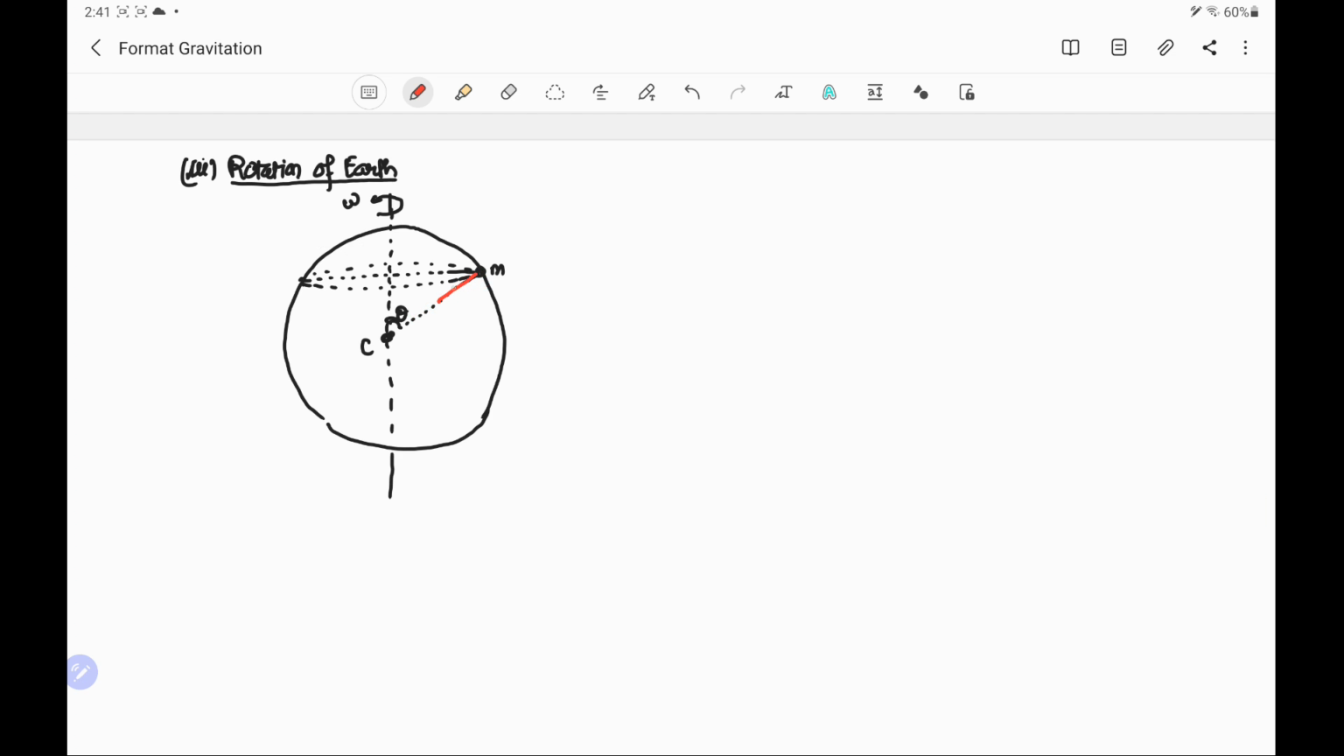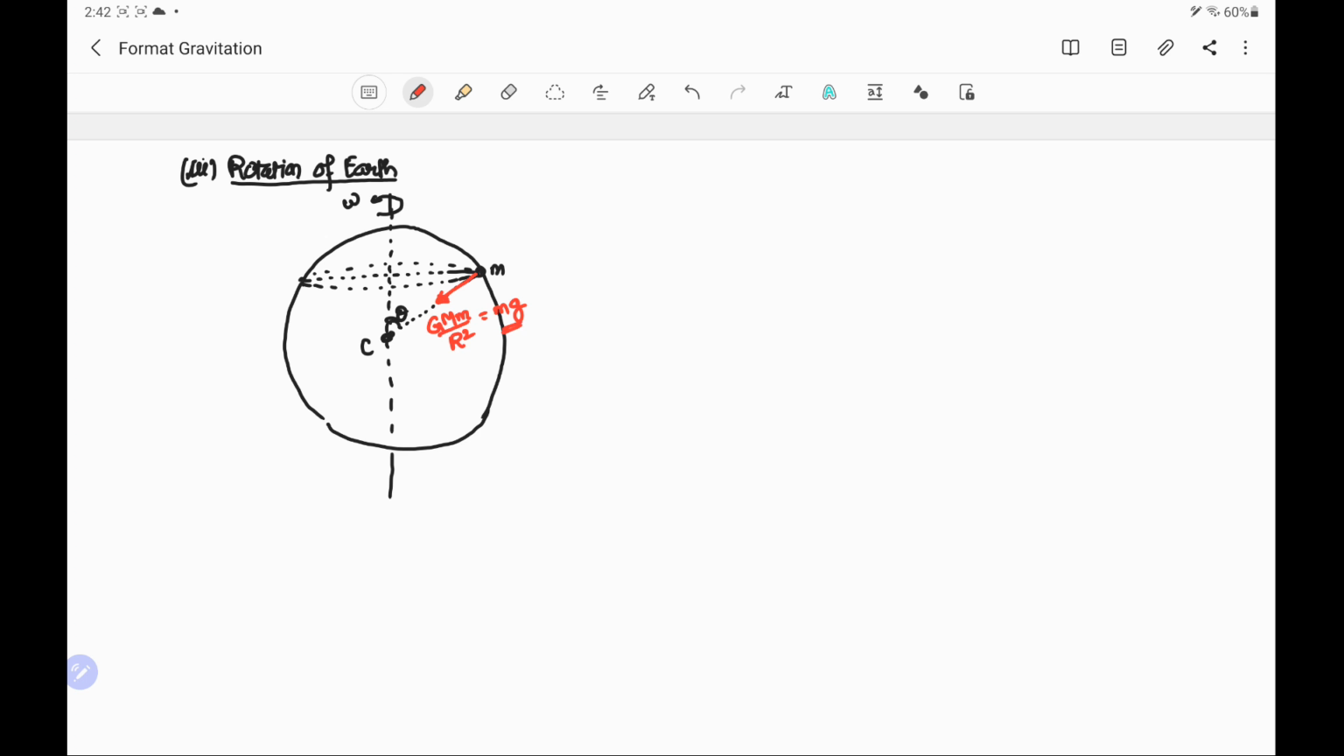One of the forces is the gravitational force. This is the gravitational force G, mass of Earth, mass of body, over the distance between them, r square. Or we can say this is the weight of the body, mg, if there are no other forces acting on it.